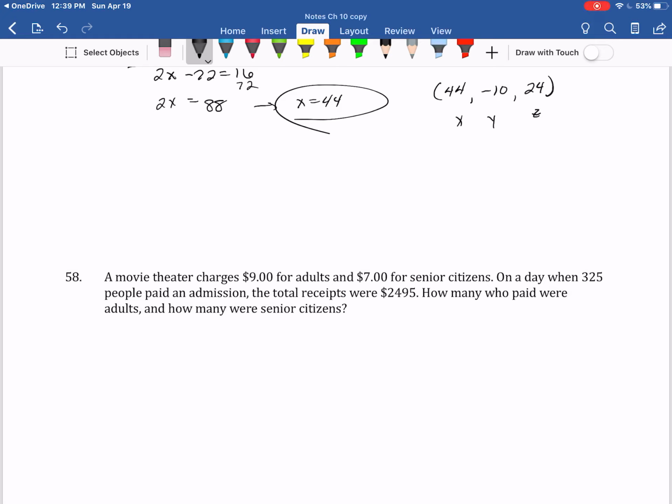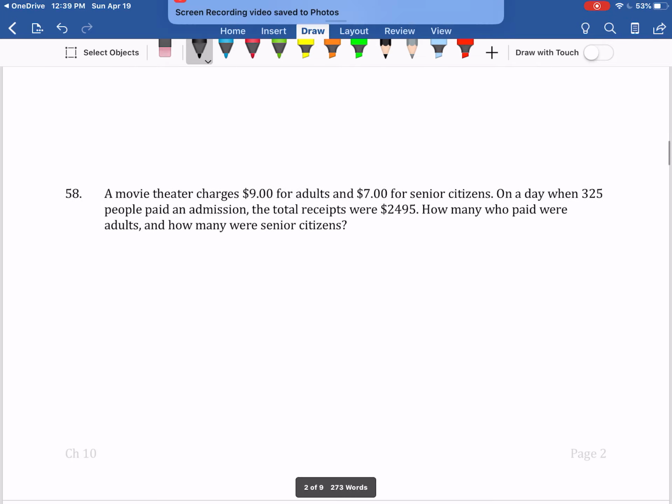So we've just learned how to solve systems of equations, which involves more than one variable with more than one equation. And we've only been focusing on the elimination method. Let's see if we can work in some different methods in these examples. So 58 gives you information about the charge at a movie theater.